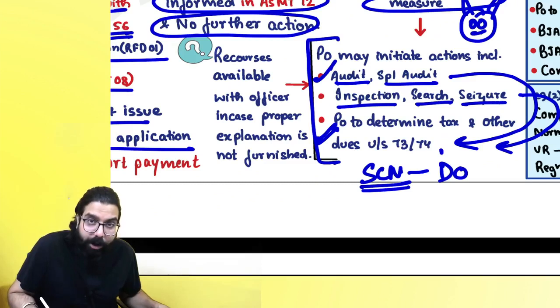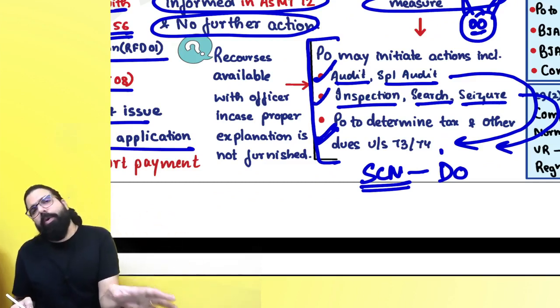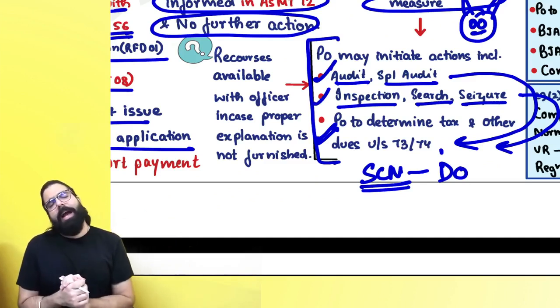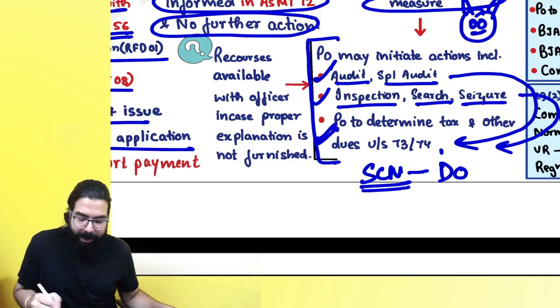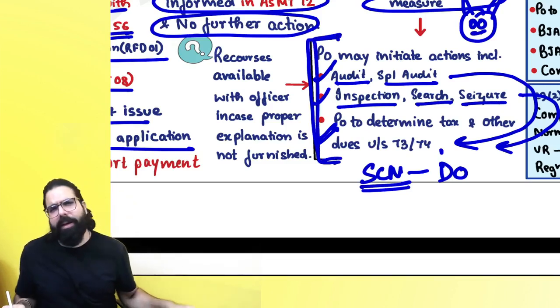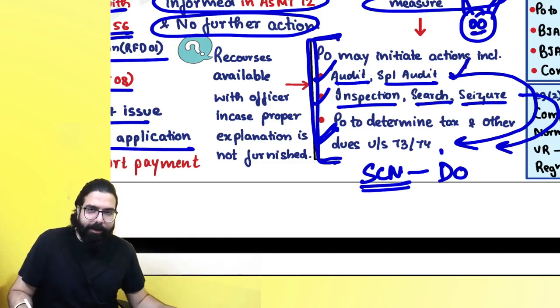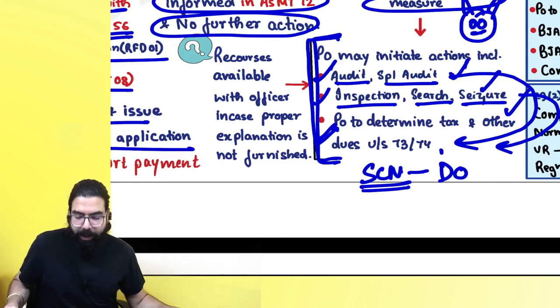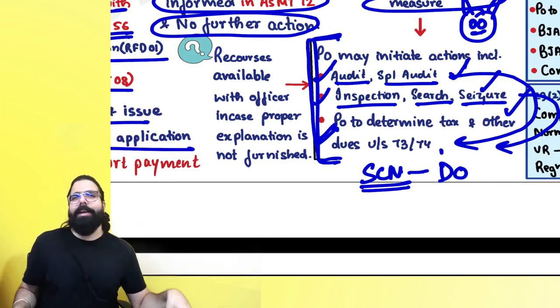So he can get audit, special audit, inspection, search and seizure done. He can use those details and raise a first show cause notice and then a demand order. Exam question: what are the recourses with the officer if a satisfactory reply is not given? Audit, special audit, inspection, search and seizure can be done, and the officer will then give you a show cause notice and then a demand order.